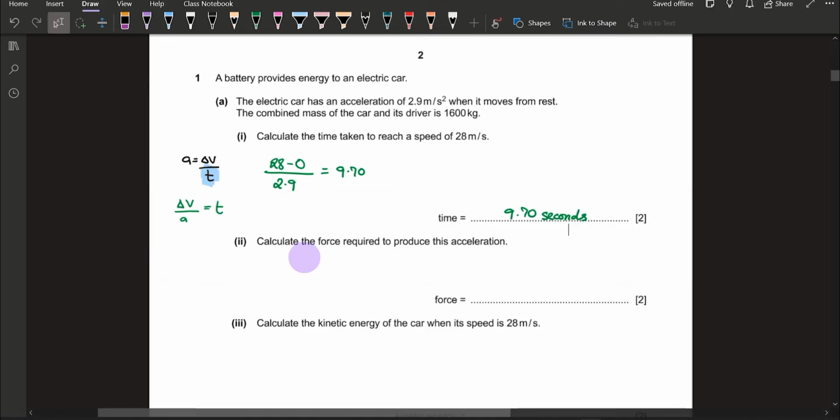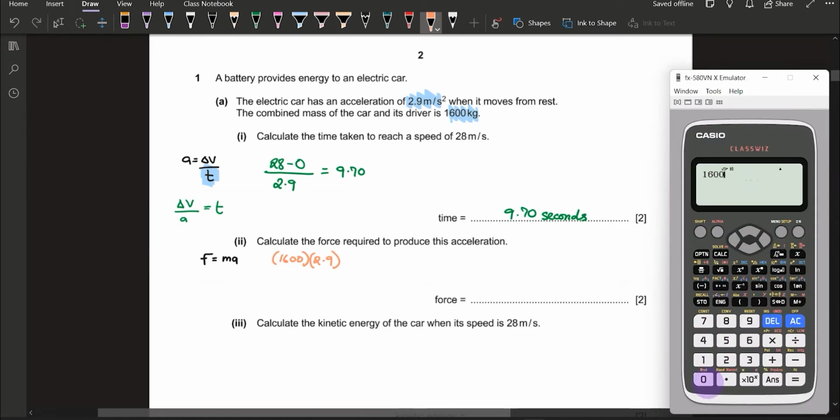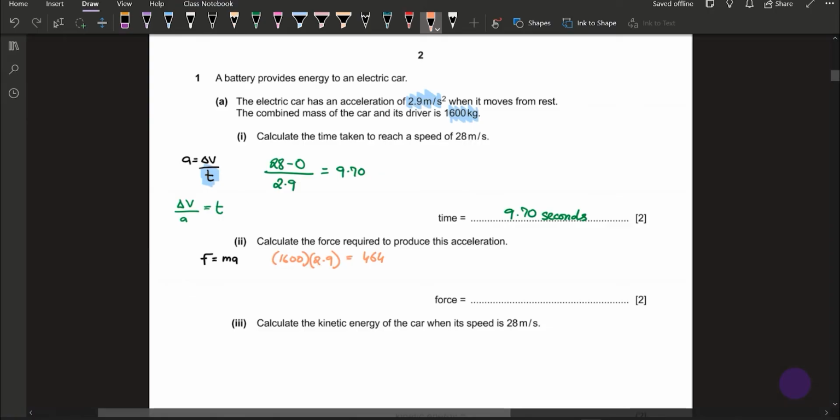Part 2 says calculate the force required to produce this acceleration. So we have the formula again, F equals ma. We have the acceleration here, and we have the mass of the car and driver, so we can just multiply them together to find our answer. So it's going to be 1600 times 2.9 meters per second squared, which is around 4640, which we can write as 4600 Newton.